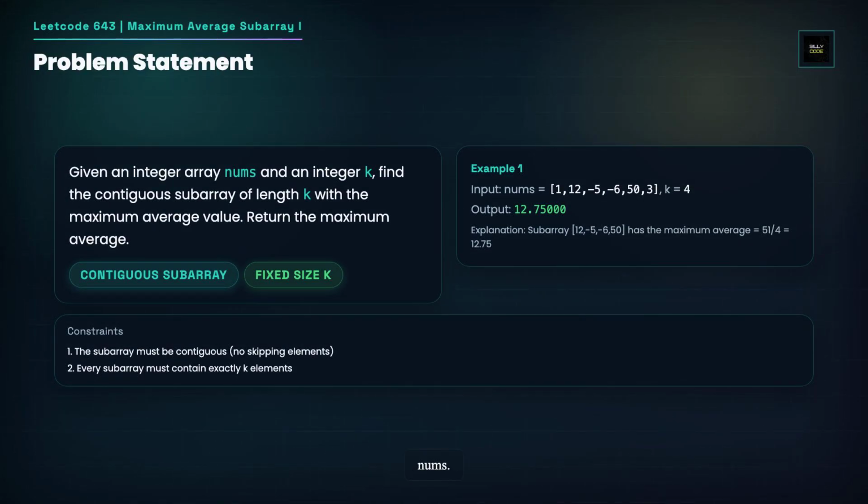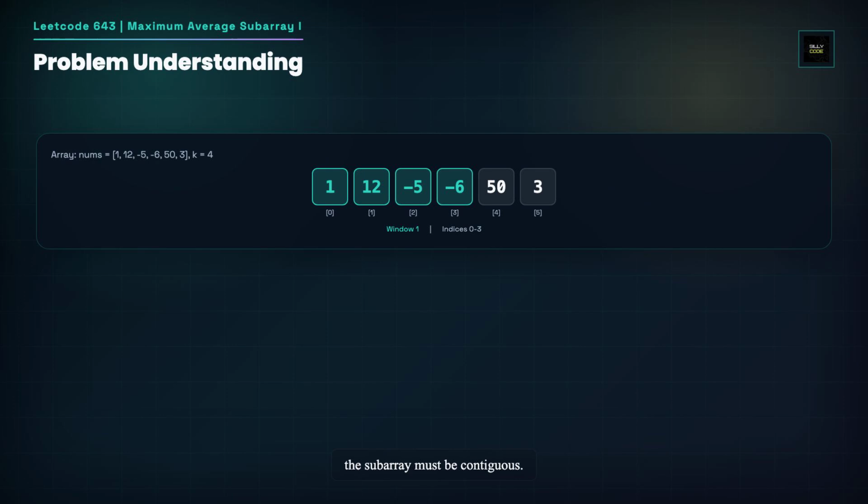We're given an integer array called nums. We're also given an integer k. Our task is to find a contiguous subarray whose length is exactly k. Among all such subarrays, we need to find the one with the maximum average. Finally, we return that maximum average. Notice two important things. First, the subarray must be contiguous. We cannot skip elements. Second, its size is fixed. Every subarray we consider must contain exactly k elements.